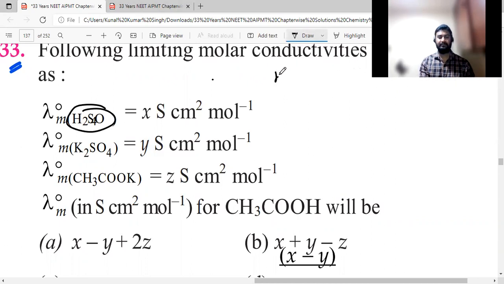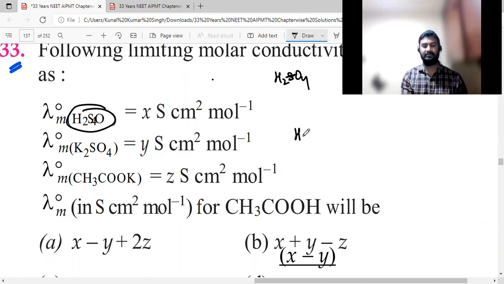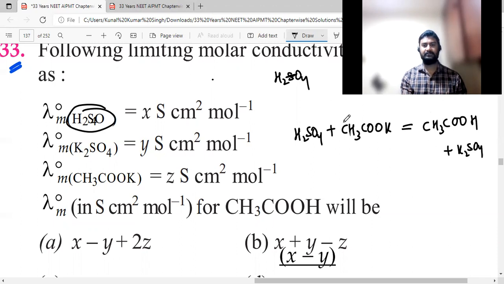So I'm just making this random equation on my own: H2SO4 plus CH3COOK equal to CH3COONa, H plus K2SO4. That's it. Let me balance it. This will be 2K because there are 2 Ks here, and it would be 2 hydrogens. I'll need to make it doubled. See, it's balanced now, right?